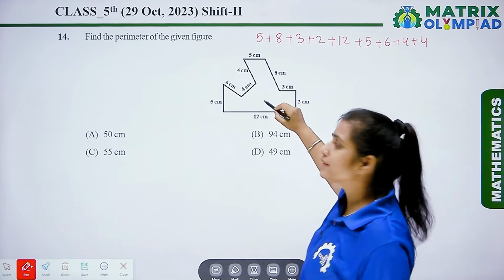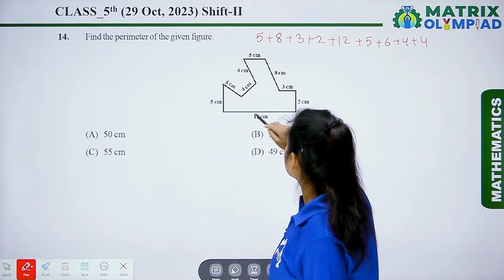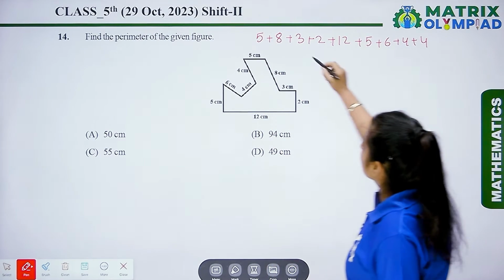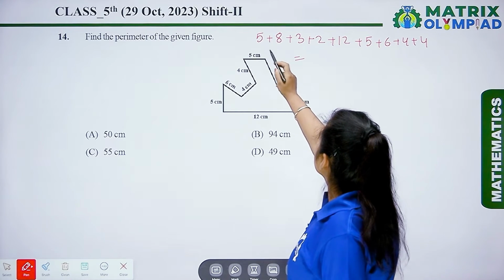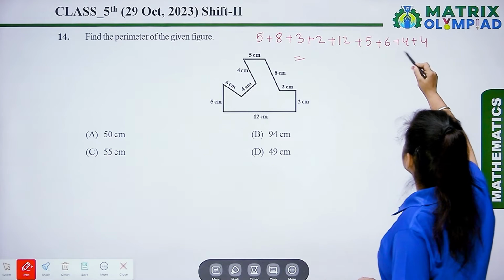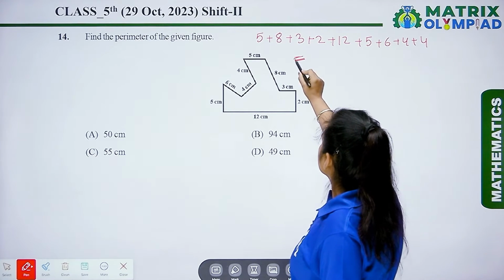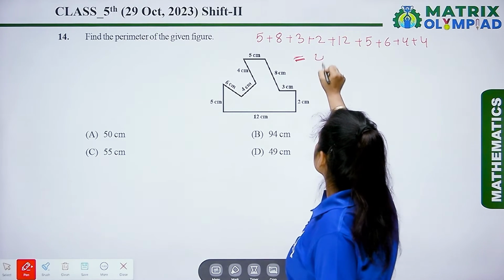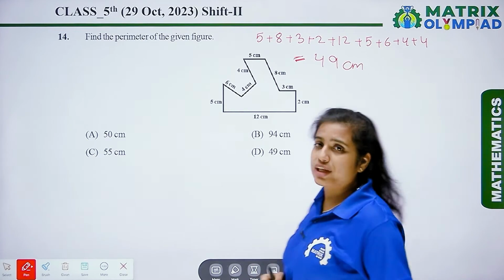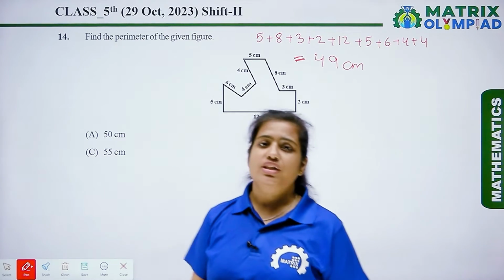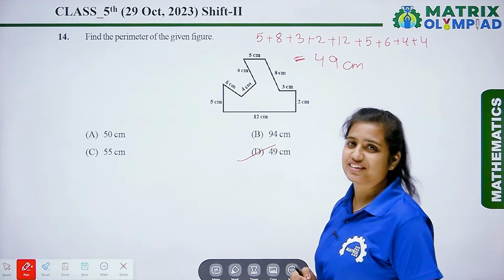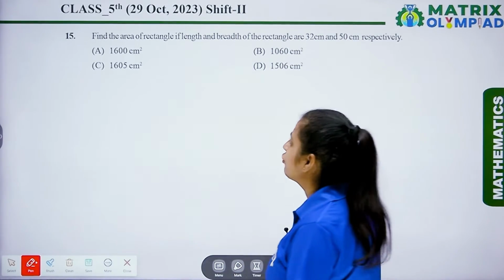Let's count all the sides. 1, 2, 3, 7, 8, 9. So we have written all the sides. Let's calculate it. 5 plus 8 plus 3 plus 2 plus 12 plus 5 plus 6 plus 4. So after calculation, we get 49 centimeters. So 49 centimeters is the perimeter of this irregular shape. So here option D is the correct answer. Now the next question is question number 15.